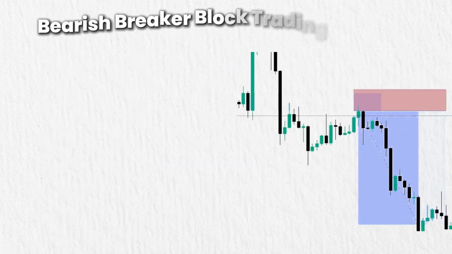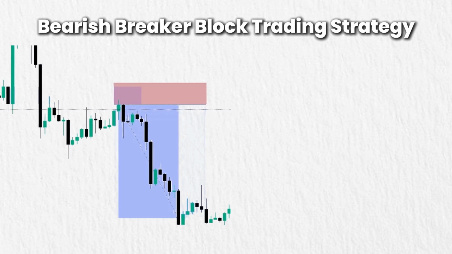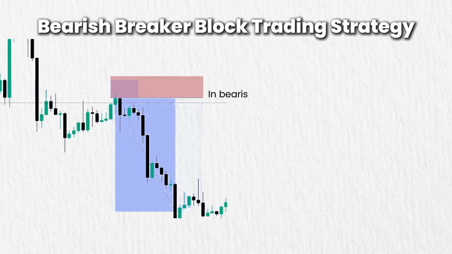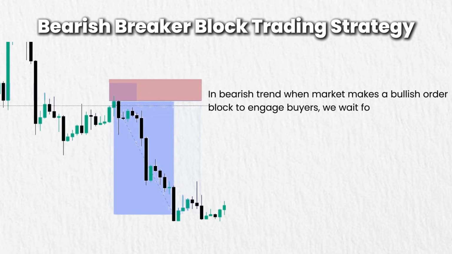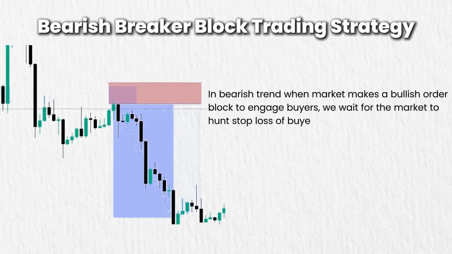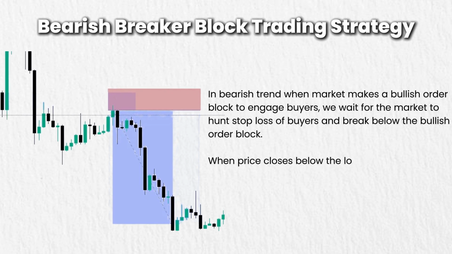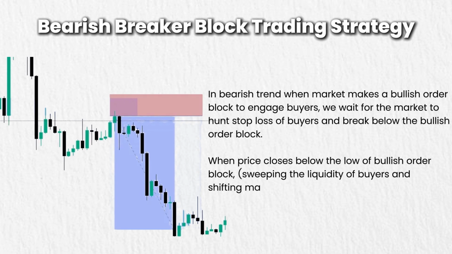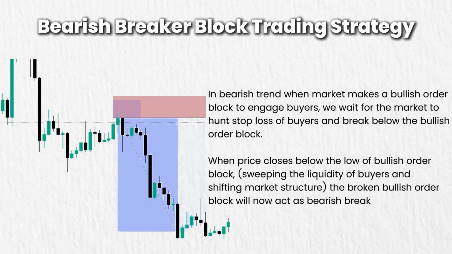Bearish breaker block trading strategy. As we discussed earlier, trend is our friend, so we use bearish breaker block in bearish trend. In bearish trend, when market makes a bullish order block to engage buyers, we wait for the market to hunt stop loss of buyers and break below the bullish order block. When price closes below the low of bullish order block, sweeping the liquidity of buyers and shifting market structure, the broken bullish order block will now act as bearish breaker block.